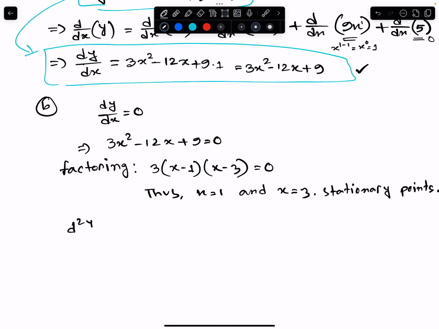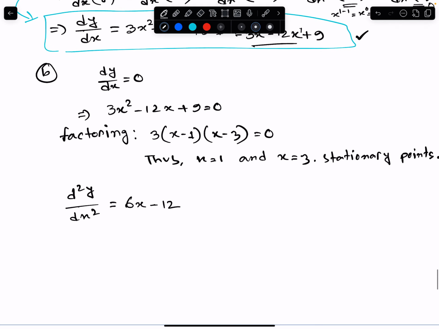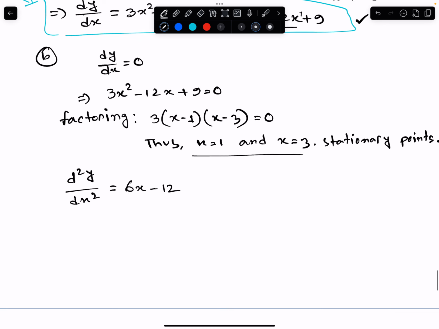The second derivative d squared y over dx squared: if we differentiate this part again, the power comes to the front and times with the coefficient. So 6 times the power 2, take away 1 from the power, it will be just x, and minus 12 because the power of x is 1. So 6x minus 12 is our second derivative. We will plug in our stationary points into the second derivative to get local maxima and minima.